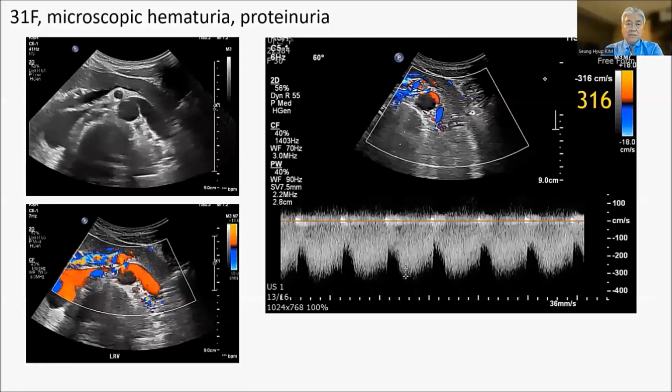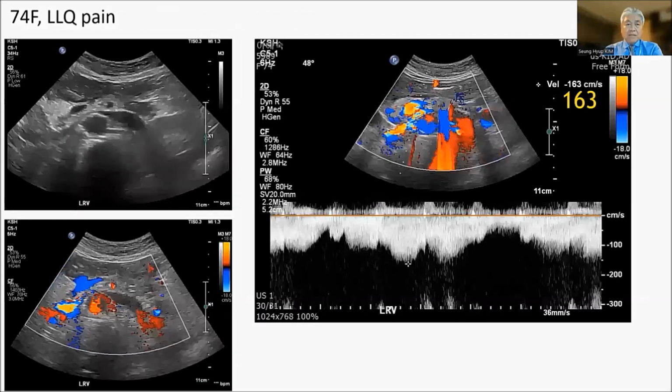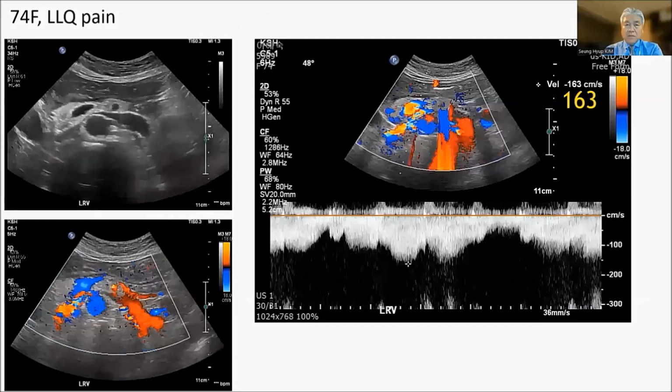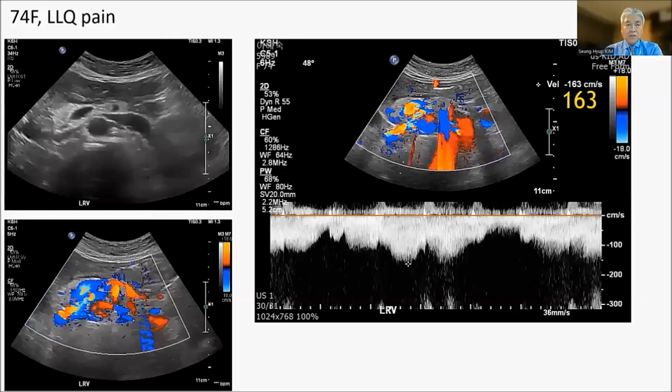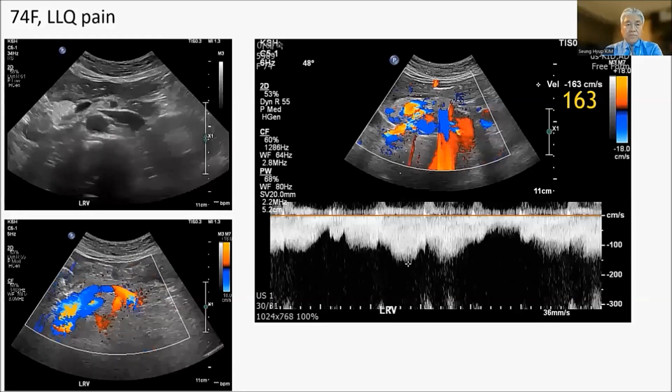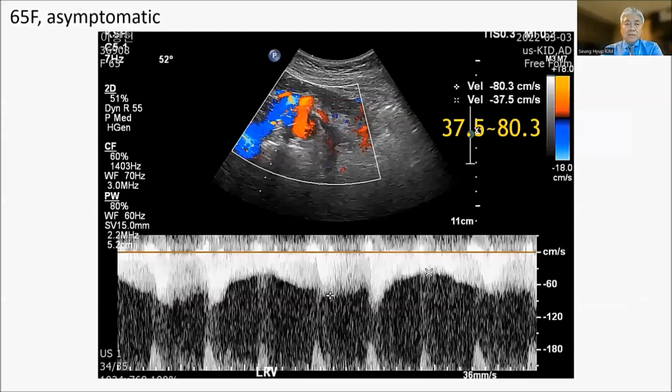This is another example of spectral Doppler with the patient holding her breath. And this is another example of spectral Doppler with a patient keeping shallow respiration. This is an example of spectral Doppler without significant Nutcracker phenomenon, with the patient keeping shallow respiration and peak flow velocity being variable between 37.5 and 80.3 centimeters per second.